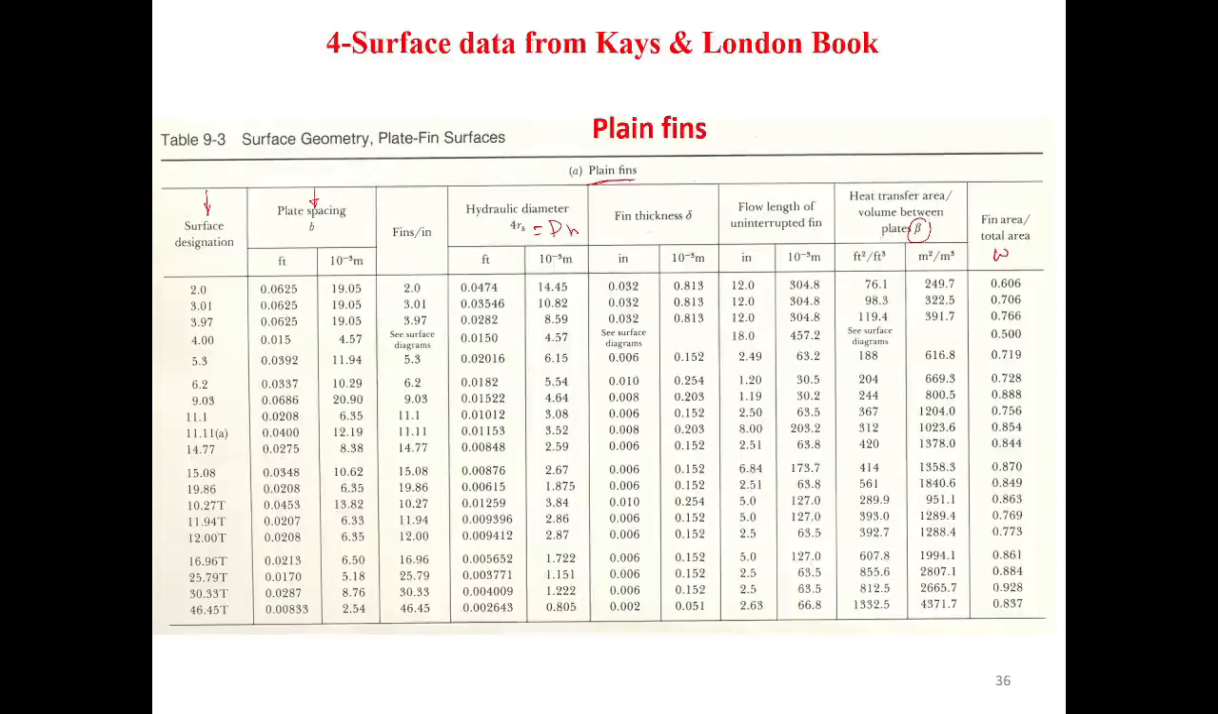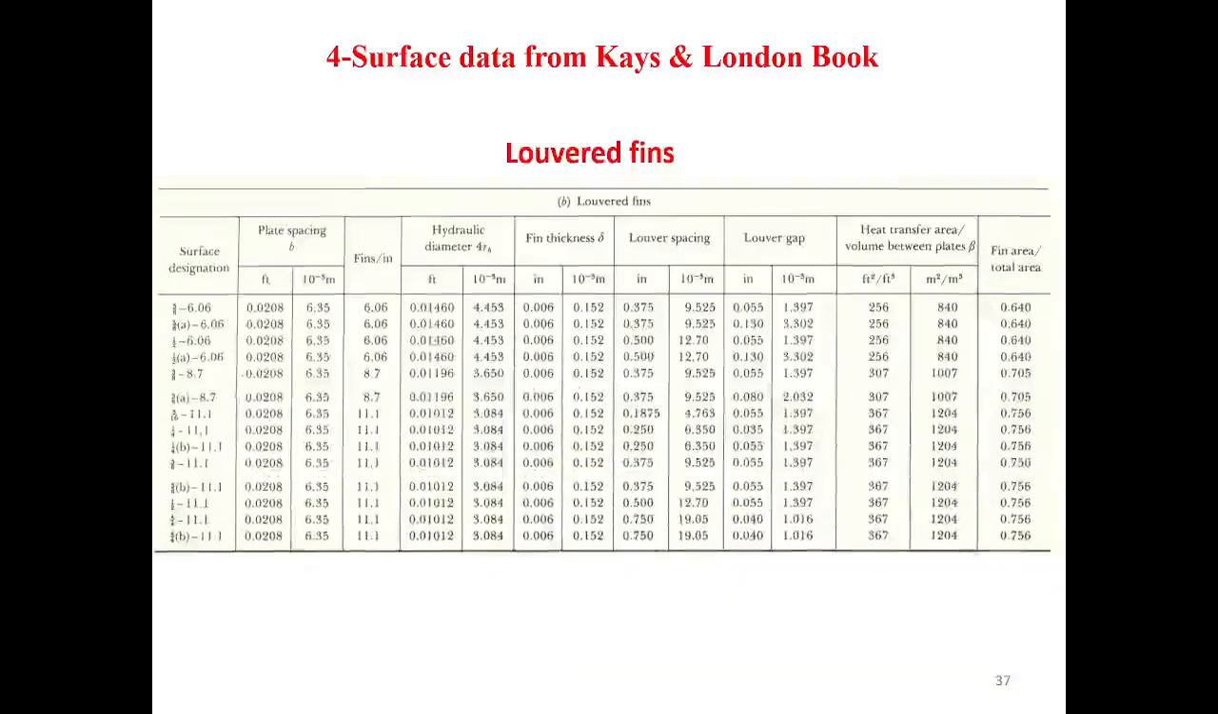So with one look, you can see all the surfaces, that is plain fins, and you see all the geometries for all of them in one page. If you move to louvered fin, which is part B here, you see also the same thing, beta, omega, and other parameters. You can look at all the surfaces that are available in Kays and London that have geometrical parameters, in addition to the variation of the friction coefficient with Reynolds number and J factor.